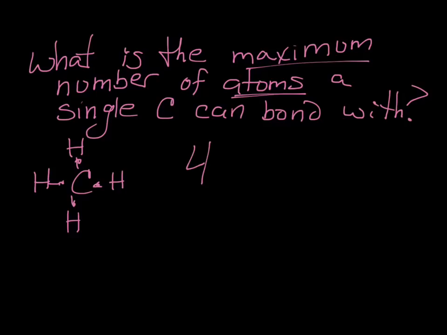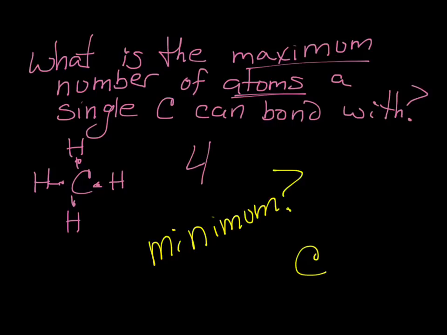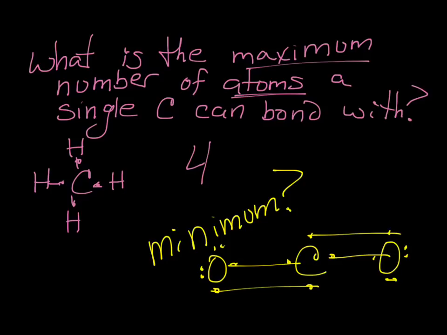Okay, next question. How about the minimum? Let's see. Again, we've got 4 valence electrons. Well, it could bond with oxygen. And you could have other arrangements, but the minimum number is 2.